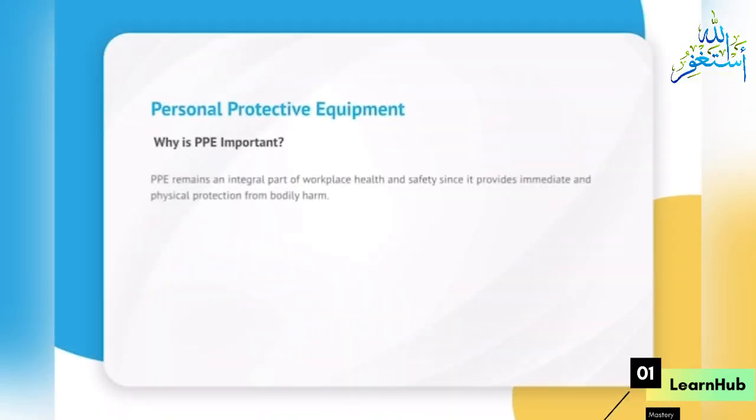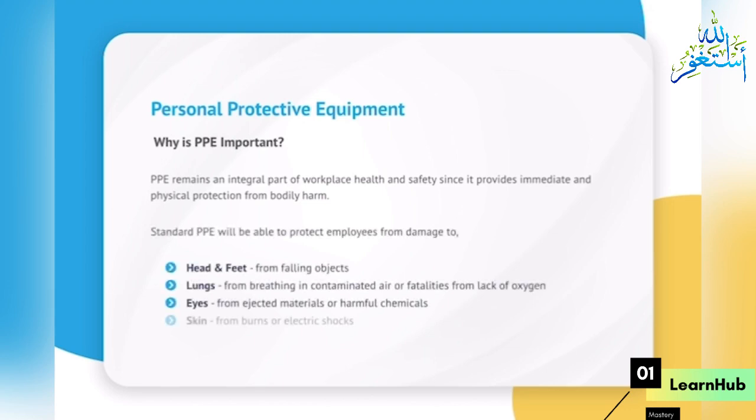Why is PPE important? PPE remains an integral part of workplace health and safety since it provides immediate and physical protection from bodily harm. Standard PPE will be able to protect employees from damage to head and feet, from falling objects, lungs, from breathing in contaminated air or fatalities from lack of oxygen, eyes, from ejected materials or harmful chemicals, skin, from burns or electric shocks, body, from extreme hot or cold temperatures.